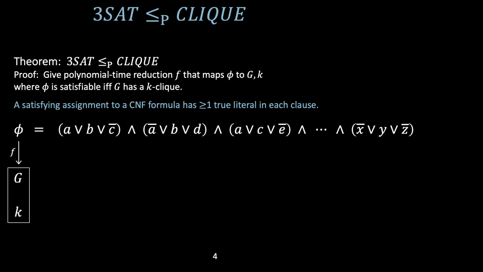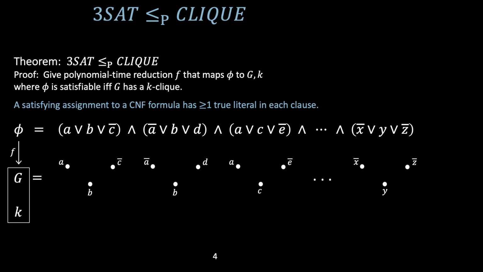Then looking at phi, we want to somehow turn something that is a Boolean formula into a graph, which might seem unusual because the problem domain is very different. But remember, everything is strings and everything can be encoded in one way or another. Thinking about G, I can take those literals and turn them into nodes. So A or B or not C gives me the nodes A, B, and not C. That's how they are labeled.